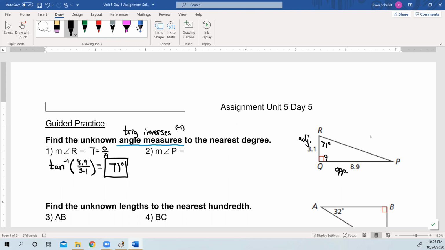This box means this one's 90 degrees. So how can I get the measure of angle P then, without doing trig? 71 plus 90 gets you, let's see, 161. Subtract that from 180. That's going to end up with 19 degrees. So that's the measure of our other angle, 19 degrees.